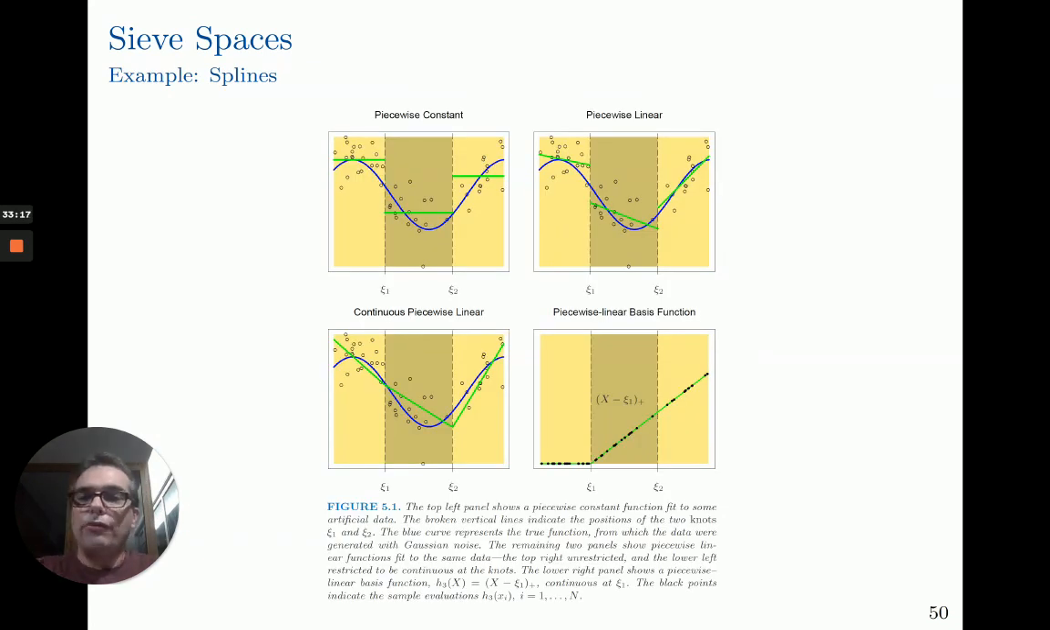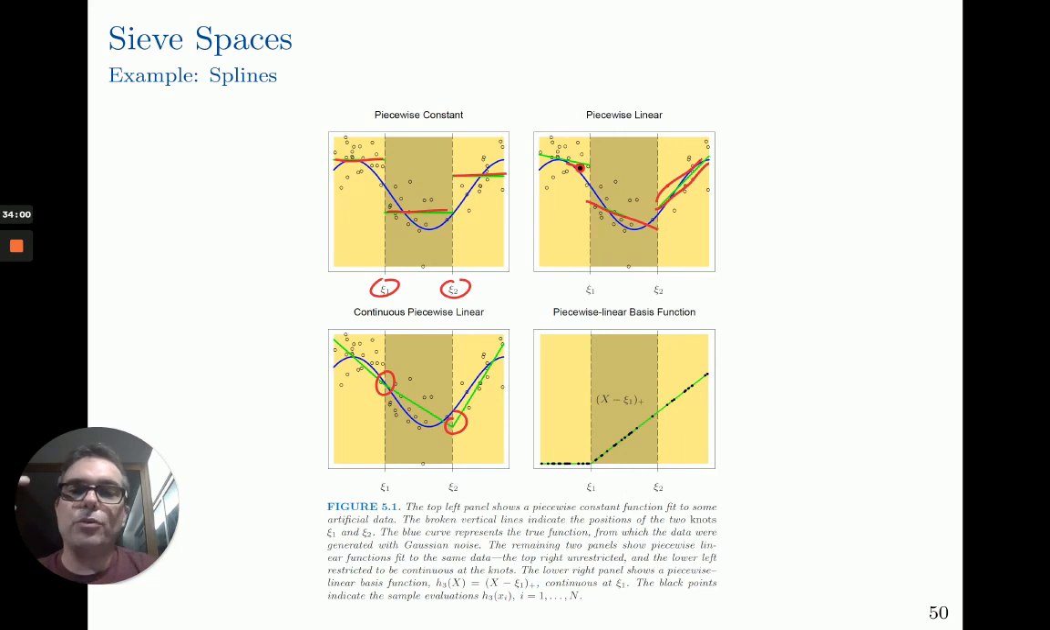So here we have this blue function that we want to approximate. So this is no spline at all. We are just taking piecewise constant models. So we divide into two, we have two knots, and then we have a constant here, another constant there, and a constant there. Not really a good fit. Or we can have a linear function. So we fit a linear function here, another linear function here, and another linear function there. Or we can do continuous piecewise linear functions, where we put the restriction that there's no discontinuity.